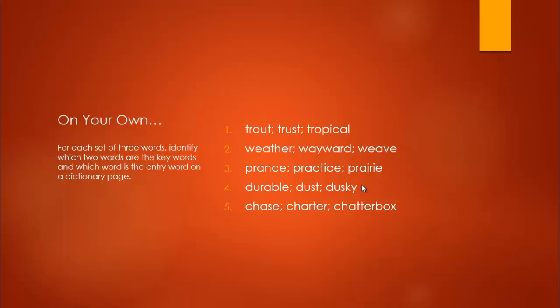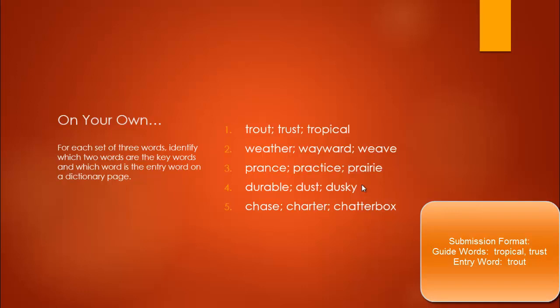Trout, trust, and tropical. So your goal is to put these in alphabetical order. They all start with T, so we need to move to the second letter. They all start with R. So now we need to take a look at the third letter. We have an O in trout, a U in trust, and an O in tropical. Well, O comes before U. So now, to figure out which word comes first, out of trout or tropical, we have to look at the fourth letter. Trout has a U, tropical has a P. So tropical comes first. So if we were to put this in alphabetical order, it would be tropical, then trout, then trust. Which means the middle word is trout. That's your entry word. Tropical and trust are your guide words or your keywords.